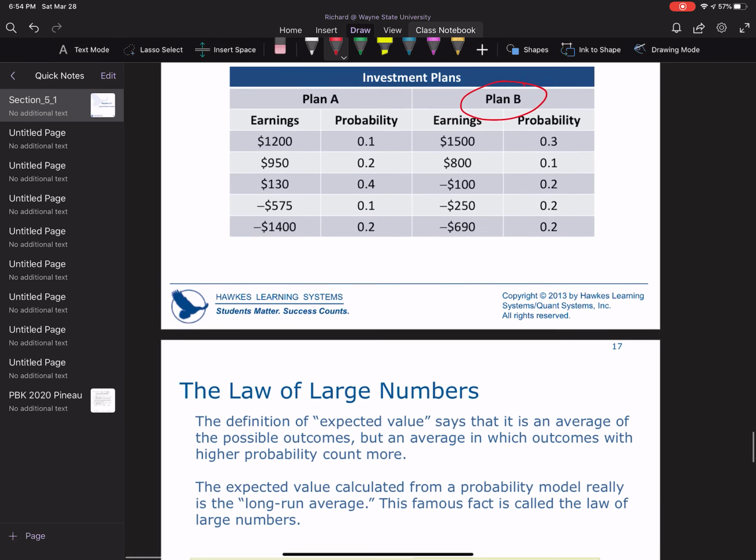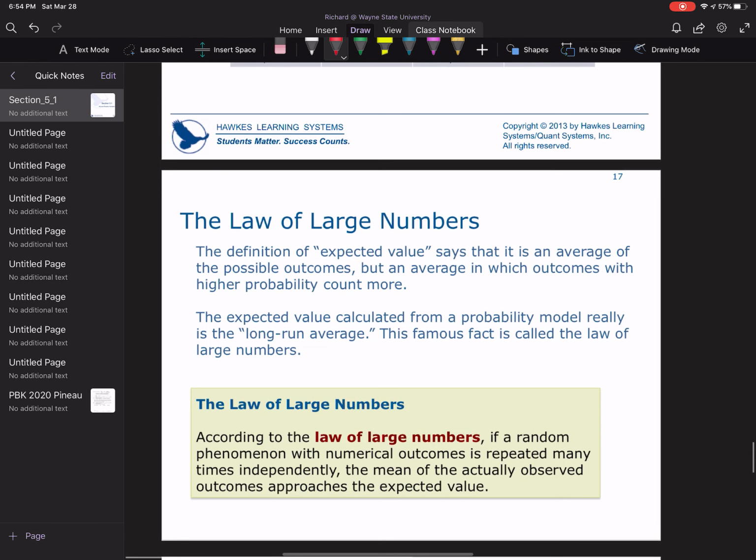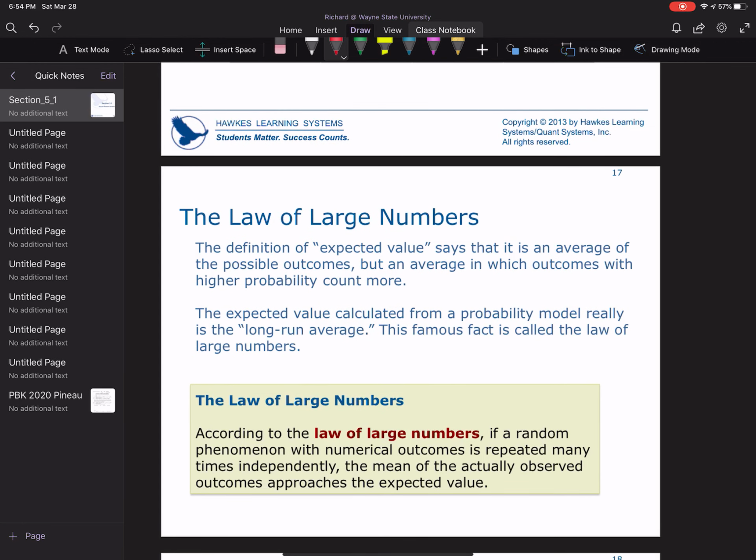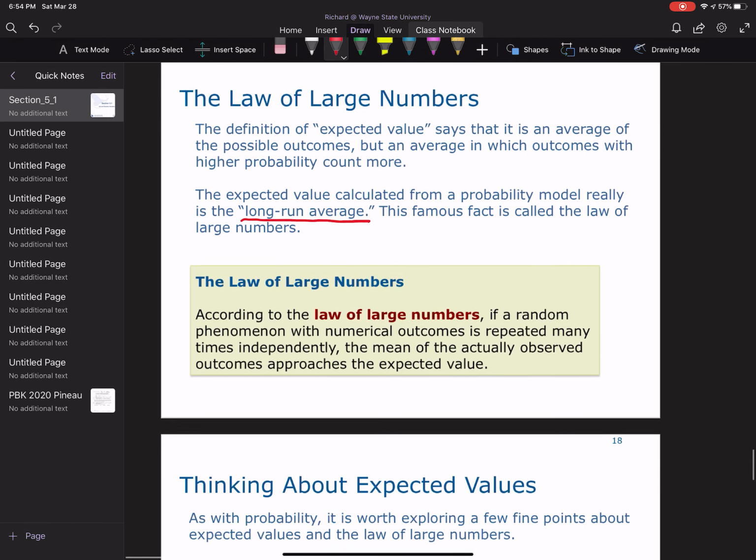Now, what follows is some discussion about something called the law of large numbers. And what this deals with is a pretty interesting phenomenon. It deals with the expected value, but something I called a long-run average. According to the law of large numbers, if a random phenomenon with numerical outcomes is repeated many times independently, the mean of the actually observed outcomes approaches the expected value. And that's the idea behind the law of large numbers.